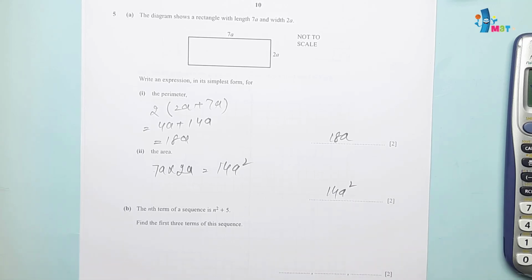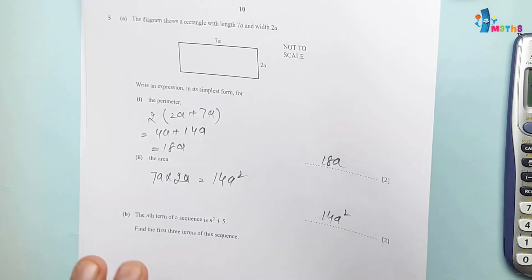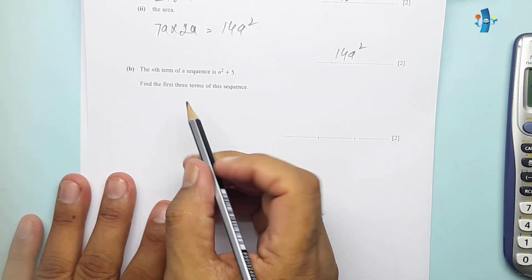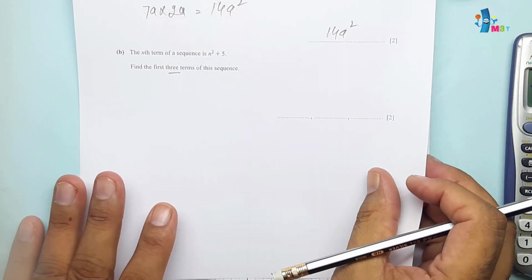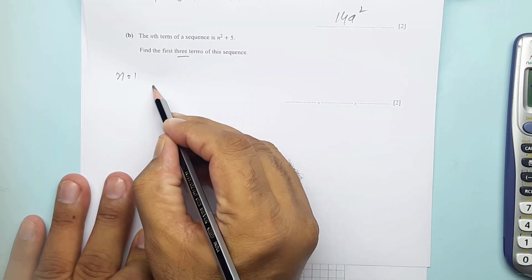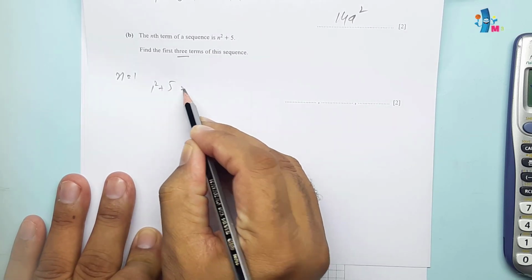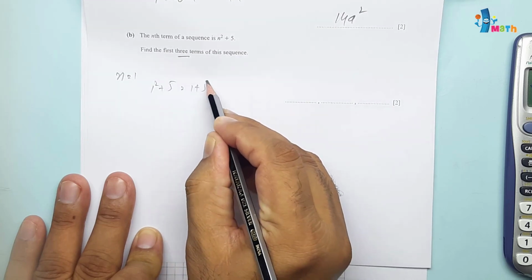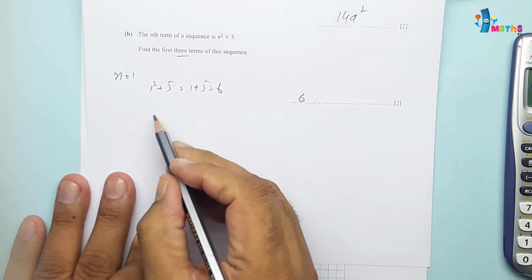Then the nth term of the sequence is n squared plus 5, b part, right? Find the first three terms. n is equal to 1, 2, 3. We will be replacing and getting the values. n is equal to 1. This implies 1 squared plus 5, which is equal to 1 plus 5, which is 6. So we'll write here 6.